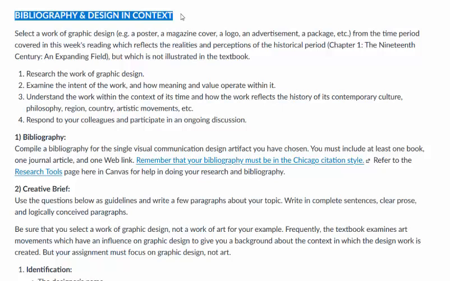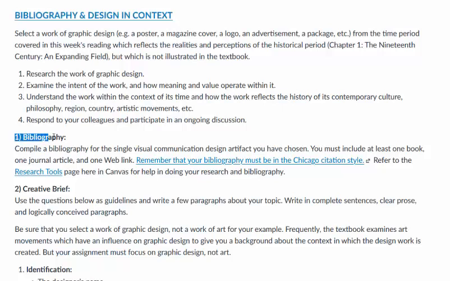If you Google the 19th century graphic design, you'll come up with results that have nothing to do with this week's reading. So you're going to compile a bibliography for your graphic design example.